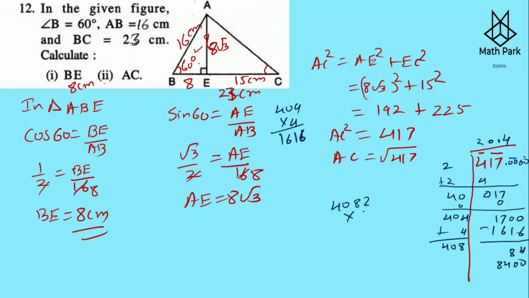408, 2 times 2. 2 2s are 4, 2 8s are 16, carry 1. So 2 4s are 8 again, 8184. So 4082 times 2, you are getting 8184. We can leave it here when we have got the answer up to 2 decimal places. So 20.42 centimeter is your AC. So your AC is 20.42 centimeter.